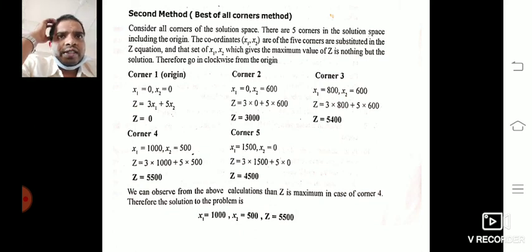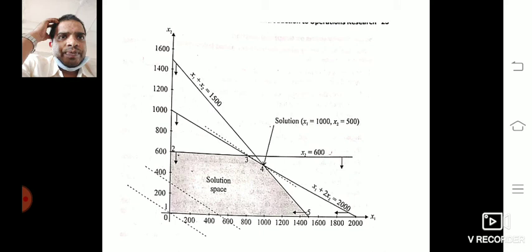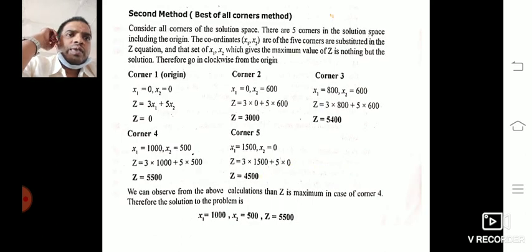Similarly, for corner 3, x1 is 800 and x2 is 600, so substituting those two values in the Z equation gives 5400. Similarly, do it for corner 4 and corner 5. Among all these corners, which one gives the maximum value? Because this problem is a maximization problem, we need to maximize the profit, so among these corners the one that gives the highest Z value is 5500, at corner 4. The x1 is 1000 and x2 is 500.